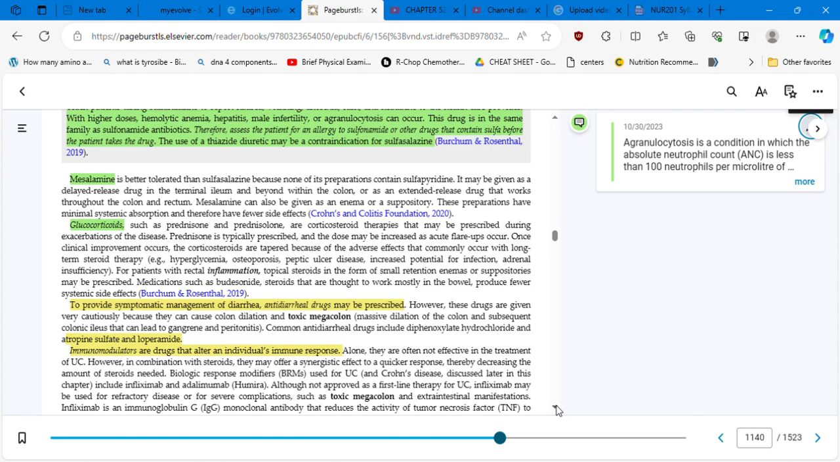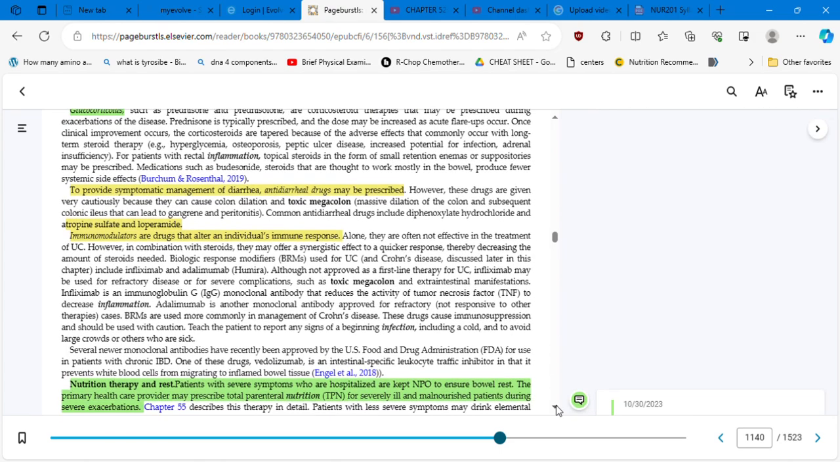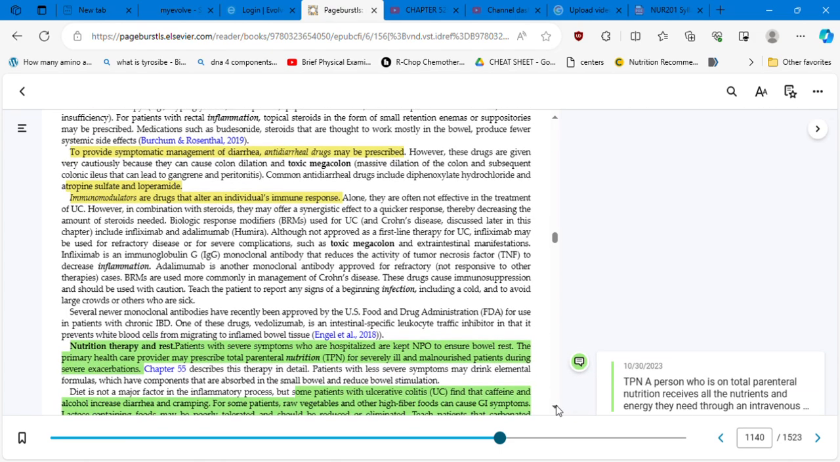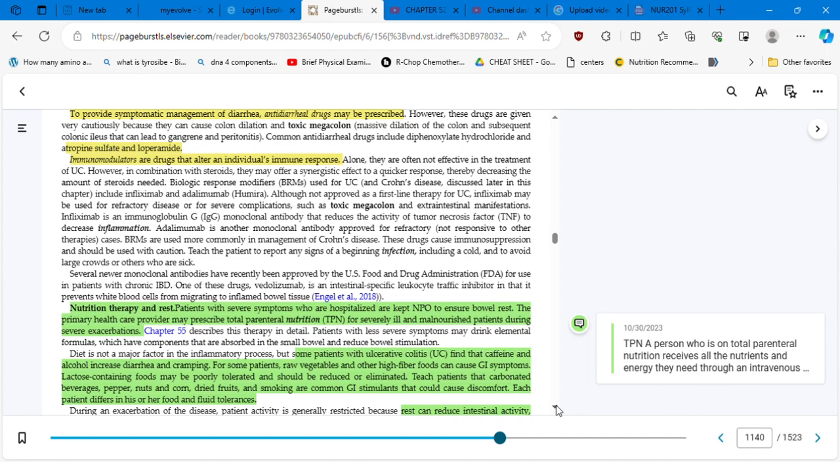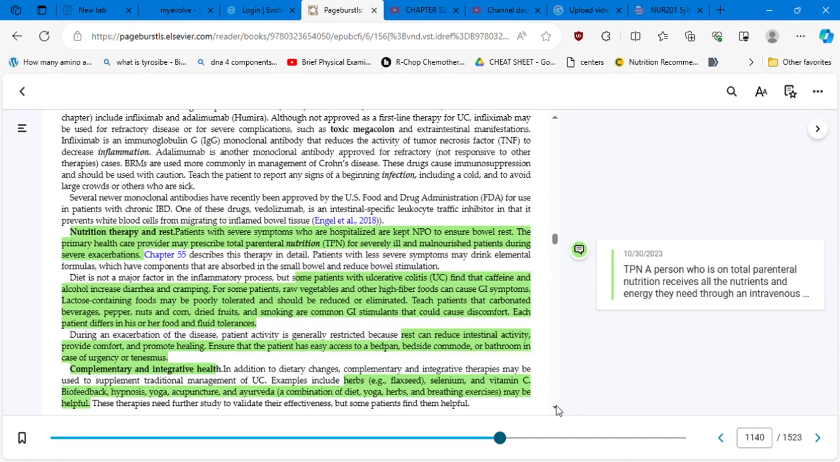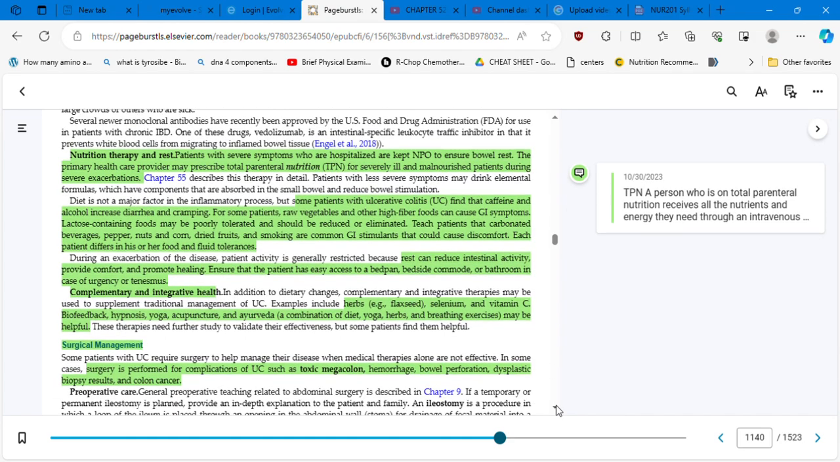Mesalamine and glucocorticoids, we spoke about that, provide symptomatic management of diarrhea. Antidiarrheal drugs may be prescribed. Immunomodulators are drugs that alter an individual's immune response. Nutrition therapy and rest. Patients with severe symptoms who are hospitalized are kept NPO to ensure bowel rest. The primary healthcare provider may prescribe total parenteral nutrition for severely ill and malnourished patients during severe exacerbations.